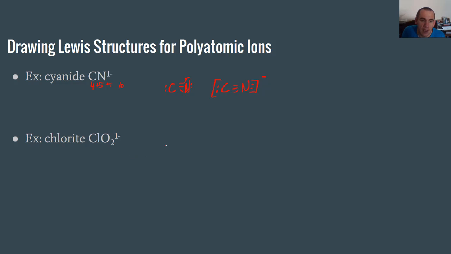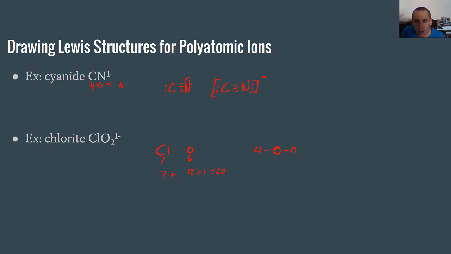Now chlorite, ClO2 1-. Chlorine has 7 valence electrons, oxygen of course has 6 valence electrons. There's 2 of those, that's 12, and 7 is 19, but there's an extra, so plus 1 is 20 electrons to place. So we'll start with oxygen, we'll single bond it to another oxygen, and we'll single bond that to a chlorine, and then we'll start placing our electrons.